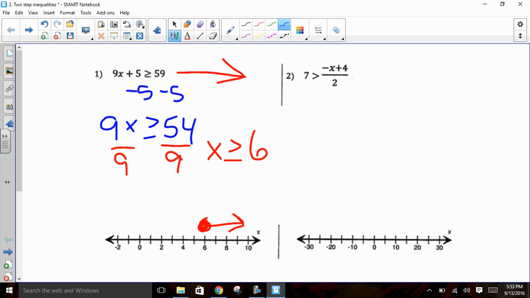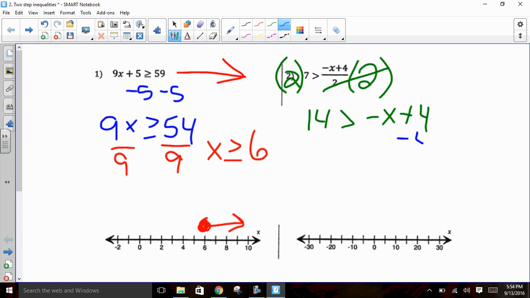All right, number 2. I notice that I cannot undo my 4 yet because I've got that big fraction. So typically we undo our plus or minus first, but because I cannot undo the plus in this case, I have to get rid of that fraction first. Fractions mean division, so I undo division with multiplication. 7 times 2 gives me 14. So 14 is greater than negative x plus 4.